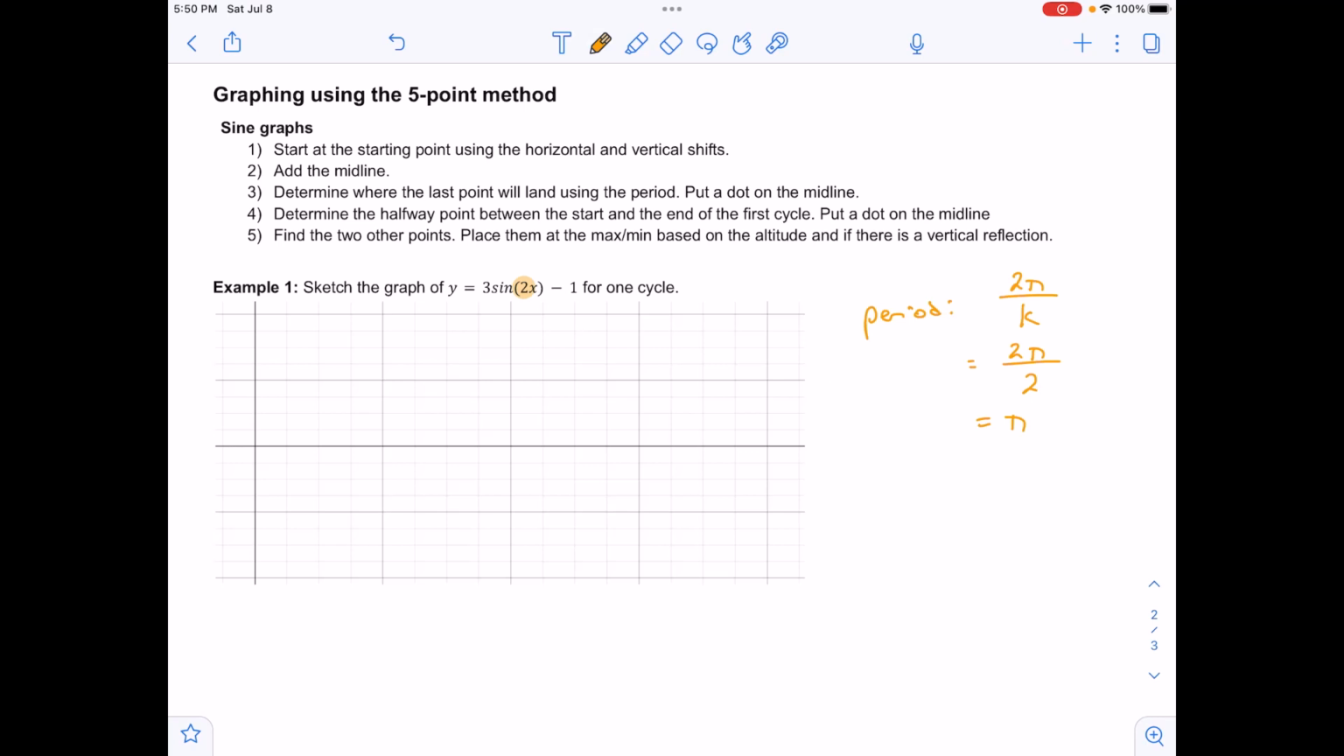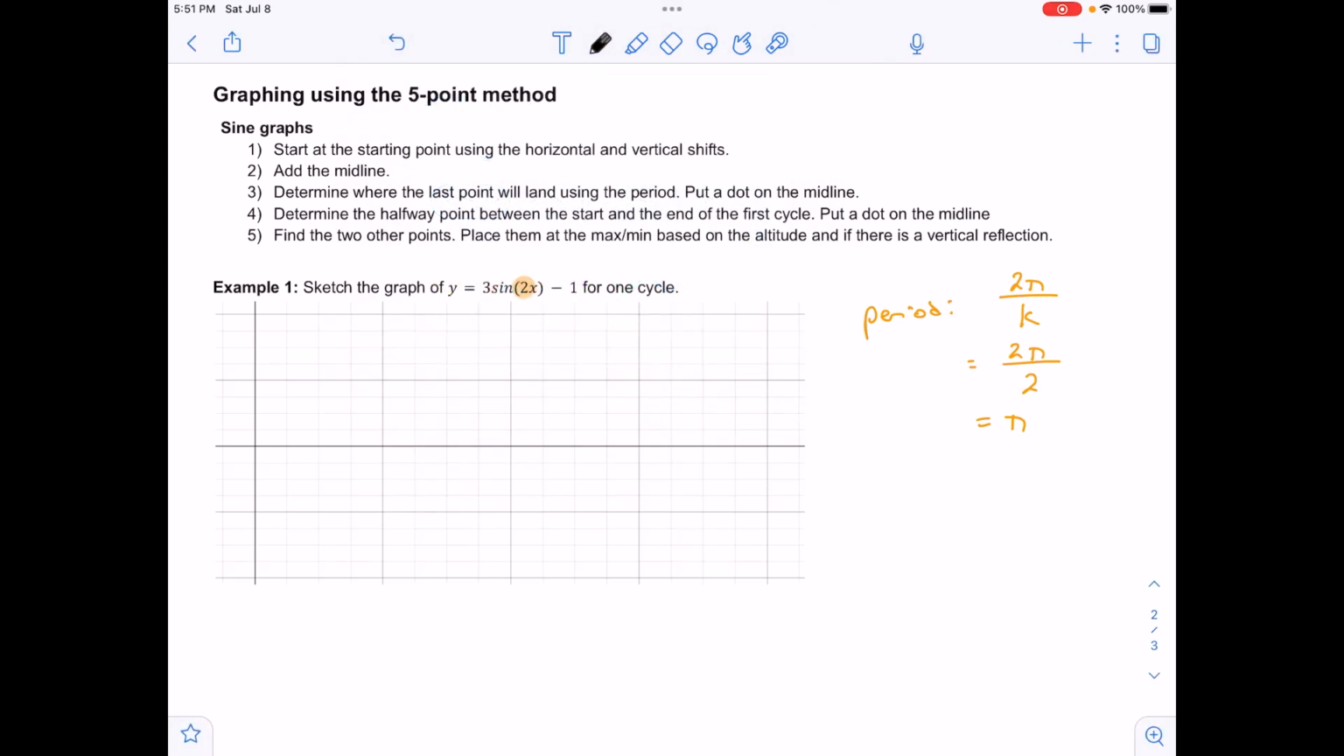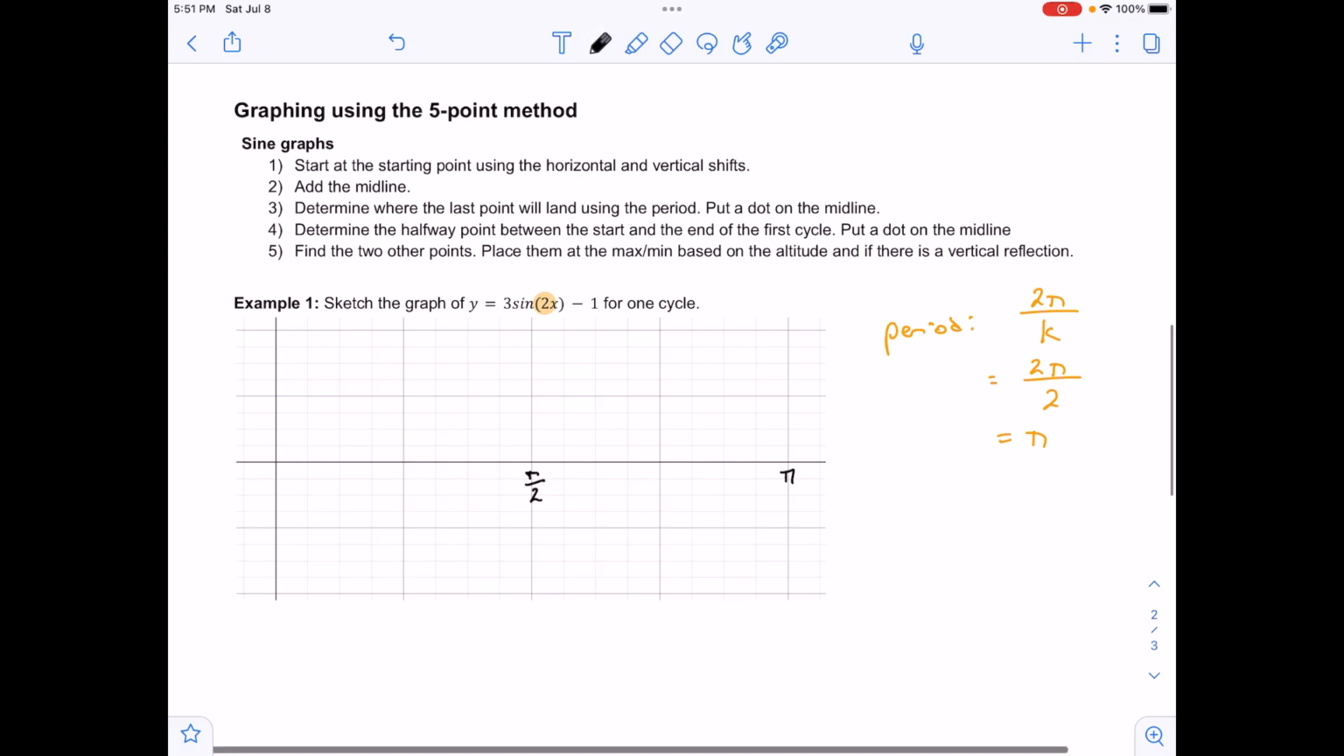I have no horizontal shift, only vertical shift. And so I'm going to start at 0 and I'm going to end up at pi. So nice and quickly, I'm going to just add a scale to my graph here where pi is the upper limit. And then I'm going to split this down. I'm going to add a pi by 2 and then a couple of pi by 4s. You always need at least 4 numbers on your x-axis, sometimes 5, in order to graph successfully.